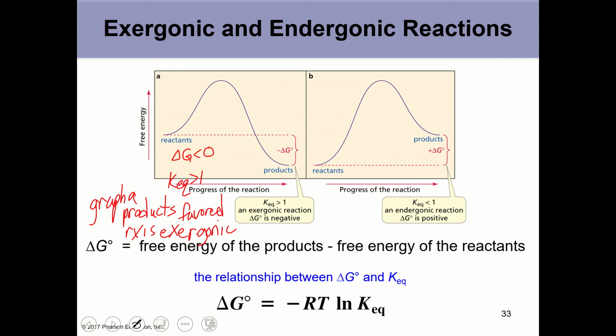Let's look at graph B. In graph B, delta G is positive. This means that delta G is greater than 0 and that KEQ is less than 1, and the reactants are favored.